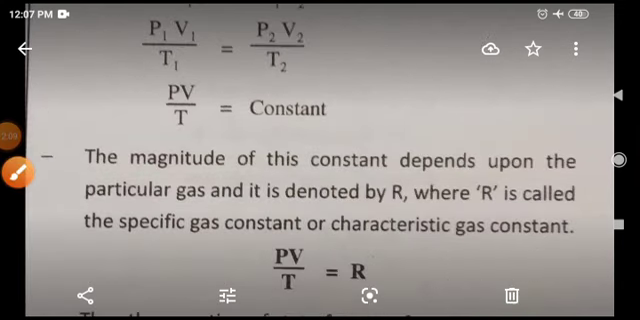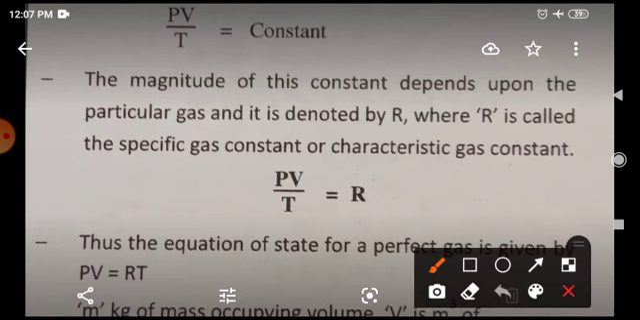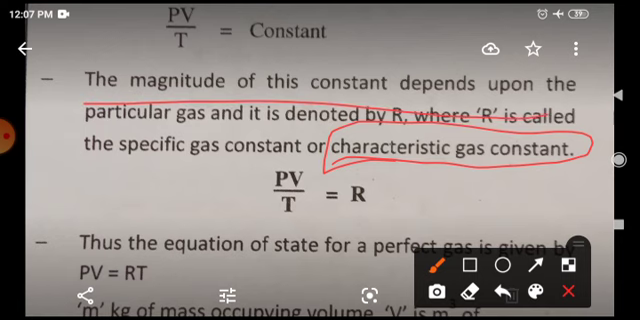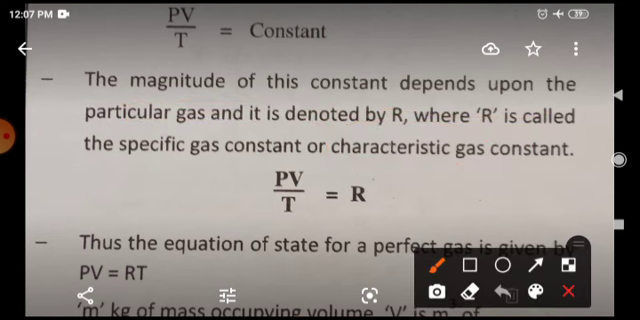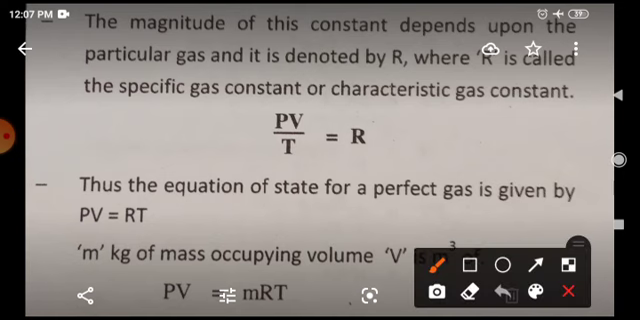Here you have PV upon T is equal to constant. But what is that constant? It is equal to R, which is called the characteristic gas constant. The magnitude of this constant depends upon the particular gas, and it is denoted by R. This is not universal; it is particular for particular substances. R dash is called the specific gas constant or characteristic gas constant. Thus, after rearranging this equation, we get PV is equal to mRT.